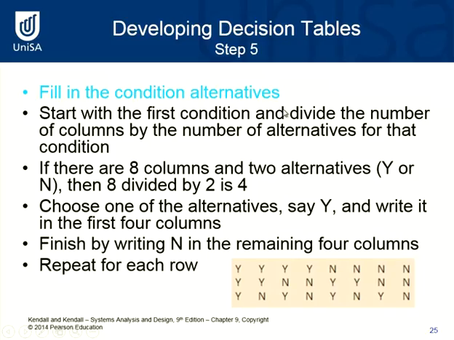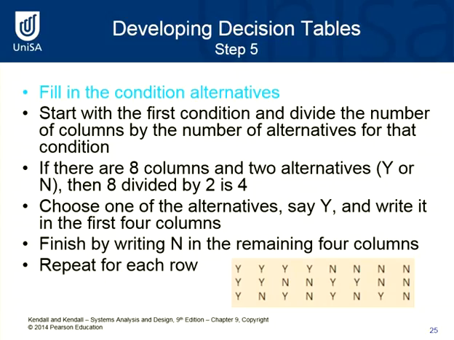A way of filling out the condition alternatives is listed there, but in short, it's a quick method. What you basically do is you halve it. In the top row, you put four Y's and four no's, then you halve that again, then you have two Y's and two no's, two Y's and two no's, then you halve that again, then you have a yes, no, yes, no, yes, no. So it's a pattern, okay? And it's always going to be the same. If you have eight columns, always follow this approach.